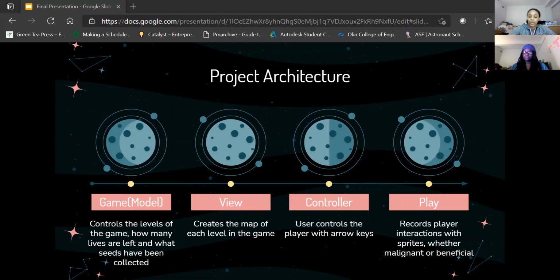The controller class is where the user's input is translated into movement of the player on the screen. Ours is controlled by the arrow keys on a keyboard. And finally, we have the play class, the overarching class that ties the other classes together. It records all interactions that the player has with the sprites, whether that makes them lose a life or gets them closer to completing a level, and it also controls what happens when certain sprites interact.